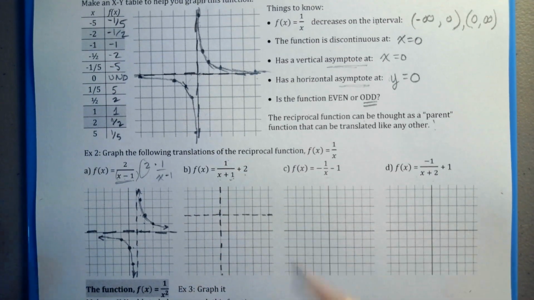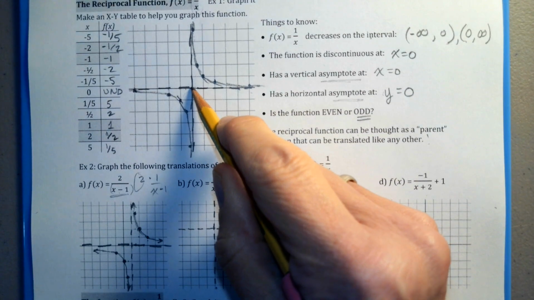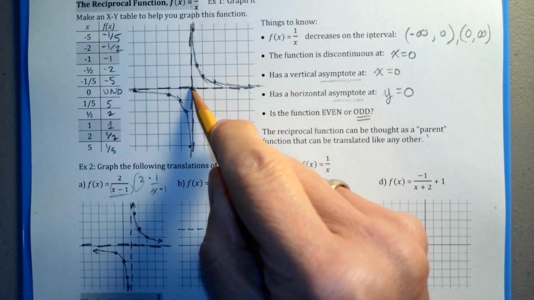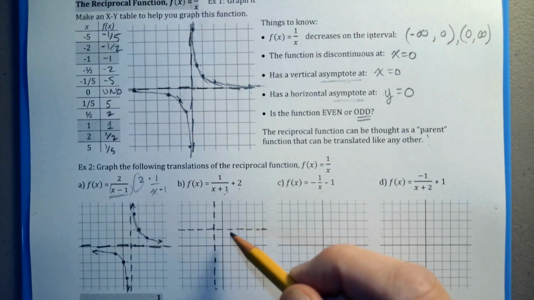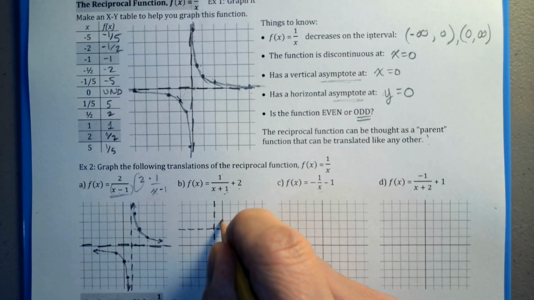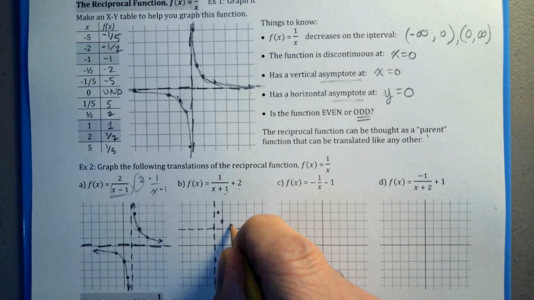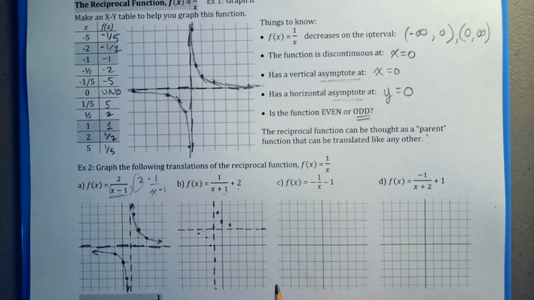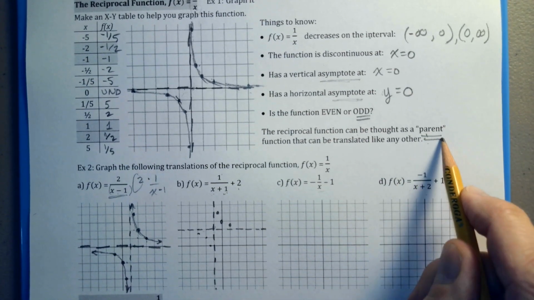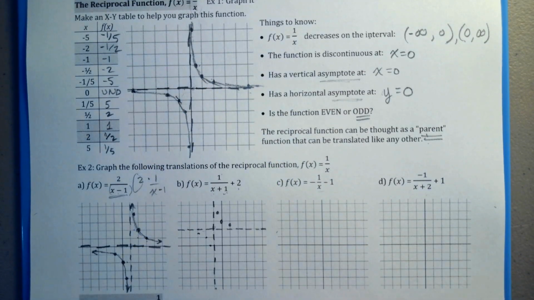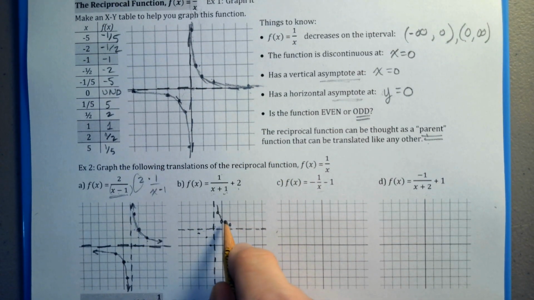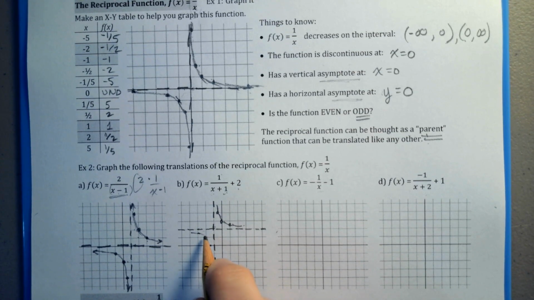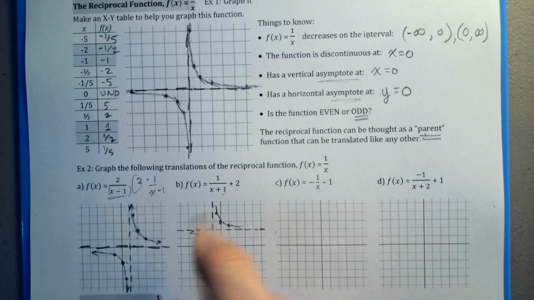There is no stretch or shrink here, so the same relationship that these points have to this intersection of asymptotes is the same that happens here. So I could very quickly plot some points: over a half, up 2.5; over 1, up 1; over 2, up a half. That's the whole idea of the parent function. If you know what the parent function does, then these will do the same thing. There's no stretch here. It's all just a translation.